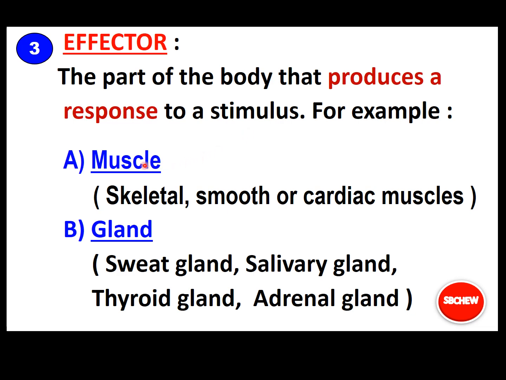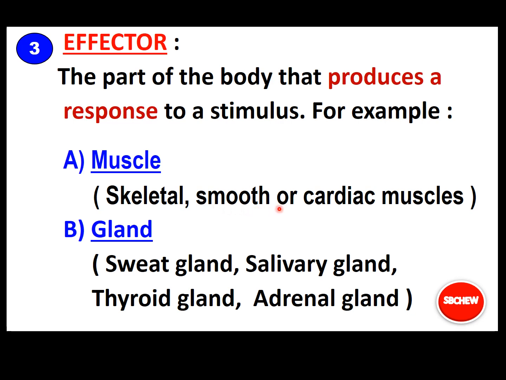Now, let's look at two examples of effectors. They're either muscles or glands. For muscles, there are three types of muscles that can all be effectors. Skeletal muscles are attached to the bones of our body.